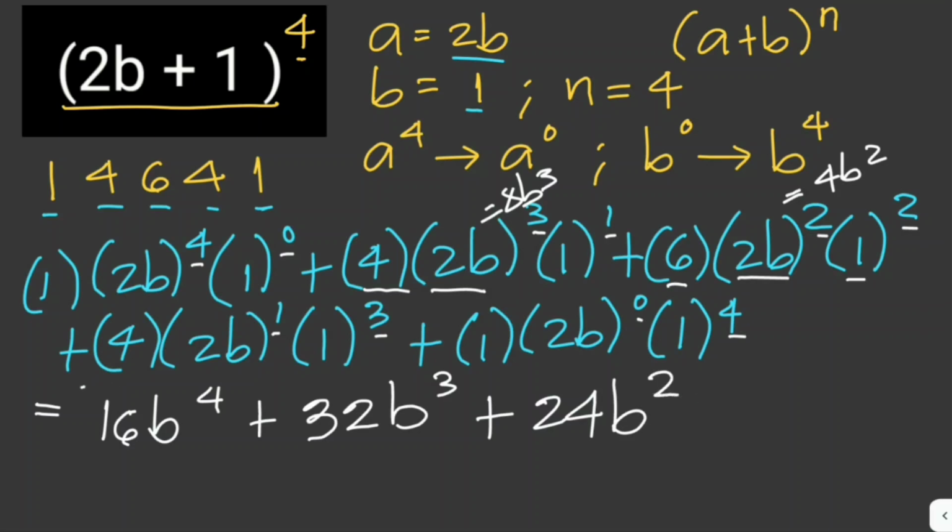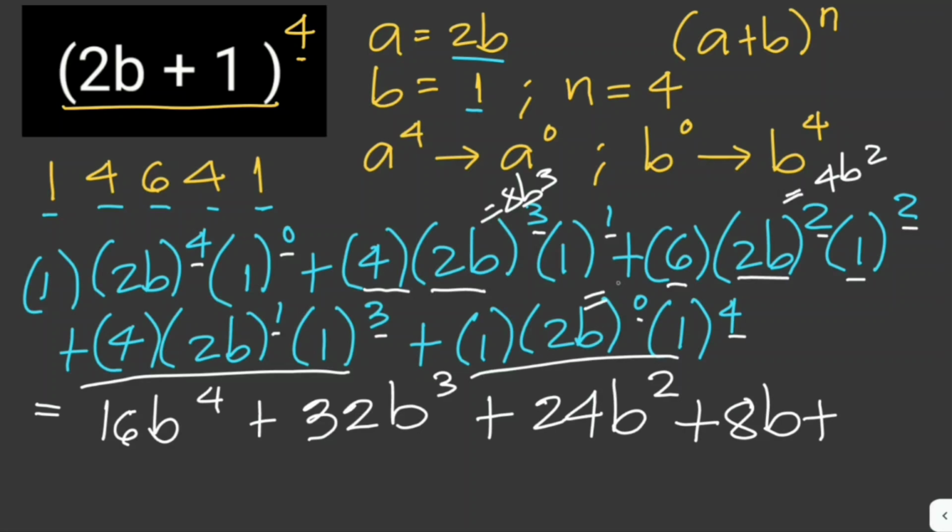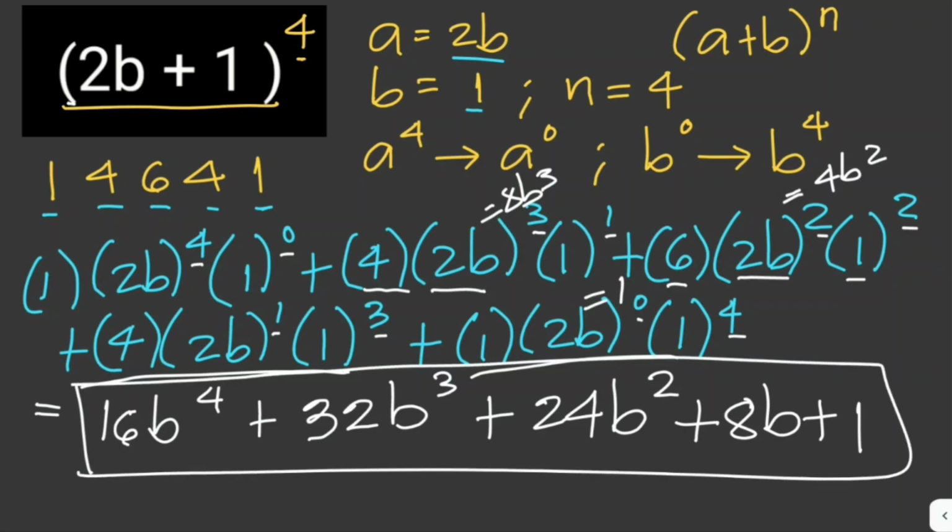And then for the next term, plus 4 times 2b is 8b times 1 cubed is still 8b. So this is 8b. And the last term, plus 1 times (2b) to the 0 is equal to 1. So 1 times 1, and 1 to the fourth is just 1. So this is plus 1. So this is our answer here. Therefore, (2b + 1) to the fourth can be expanded into 16b to the fourth plus 32b cubed plus 24b squared plus 8b plus 1.